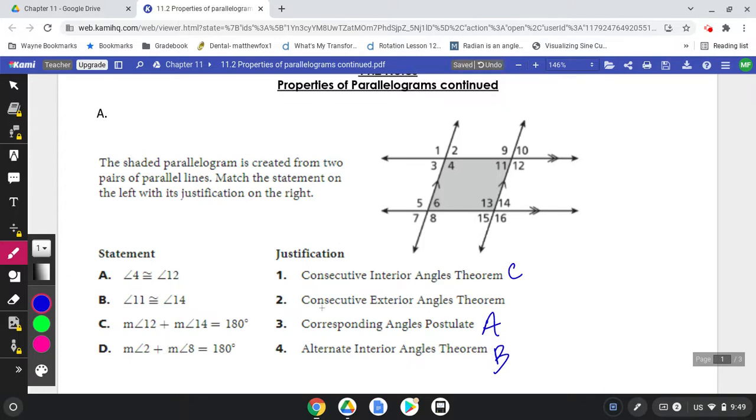And then the final one, letter D, angle 2 and 8. And this one you're not always going to see, but this book does point out it's consecutive exterior. So the same as the consecutive interior, it also means same side. The only difference is exterior because it's on the outside.